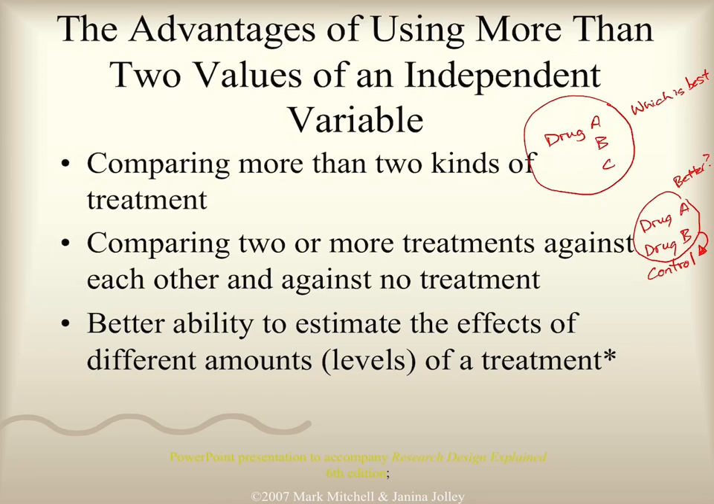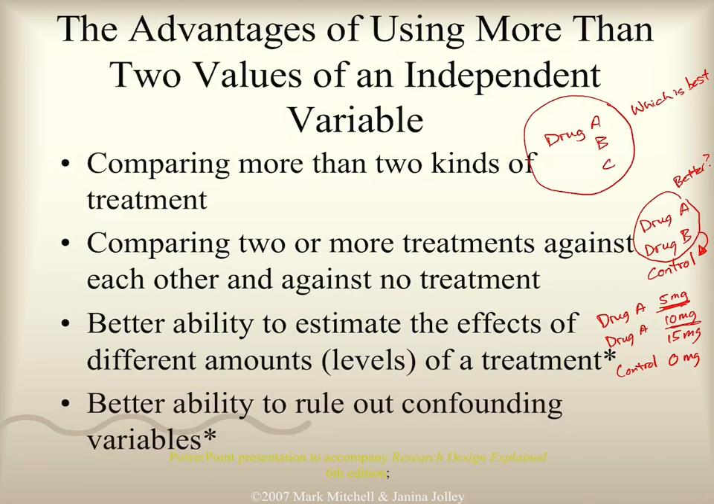of a treatment. So we might take, for instance, drug A 5 milligrams versus drug A 10 milligrams, 15 milligrams, and actually 0 milligrams, which would be our control. So it lets us know, well, maybe happiness improves when you give them 5 milligrams, but maybe it goes back down when you give them 10 milligrams. Maybe that's too much of the drug. And it better allows us to rule out confounding variables.